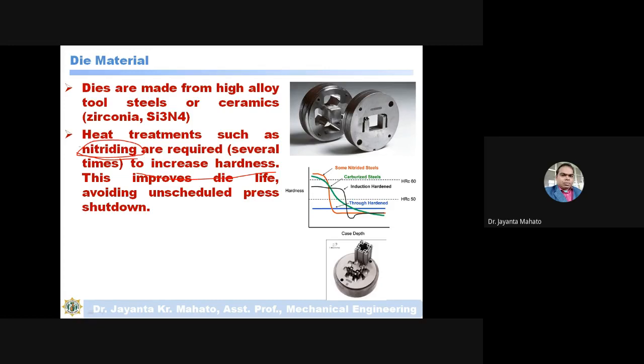Means nitriding is one most important heat treatment process. By this nitriding heat treatment process, the strength of the die material will increase. So just see this figure. This is the graph for nitriding.